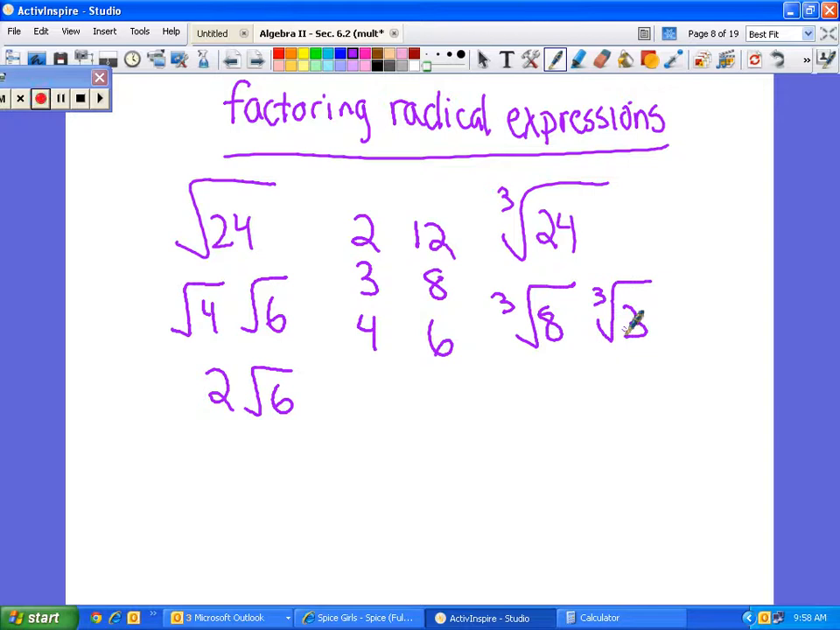So we know that the cube root of 8 is 2. And then we can't simplify the other one, so we just leave it. Just like we left the square root of 6 alone, we leave the cube root of 3 alone. And this would be cube root of 24 factor.